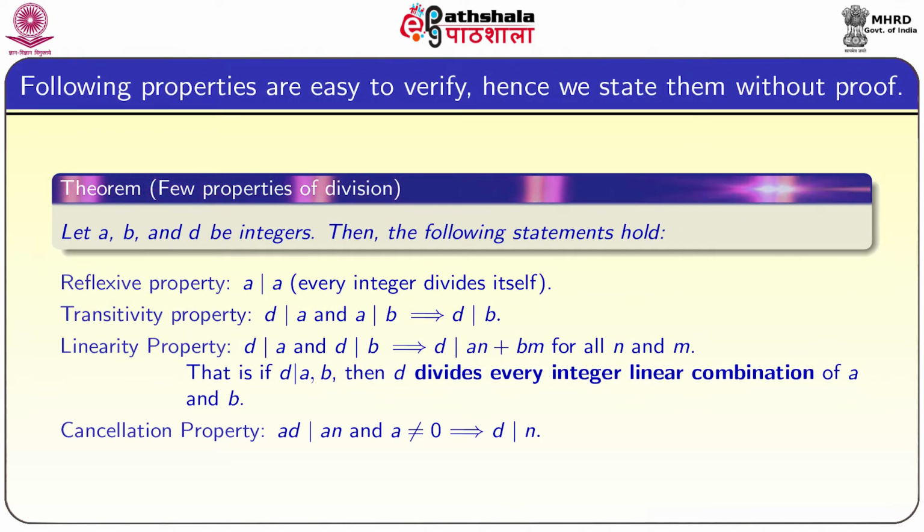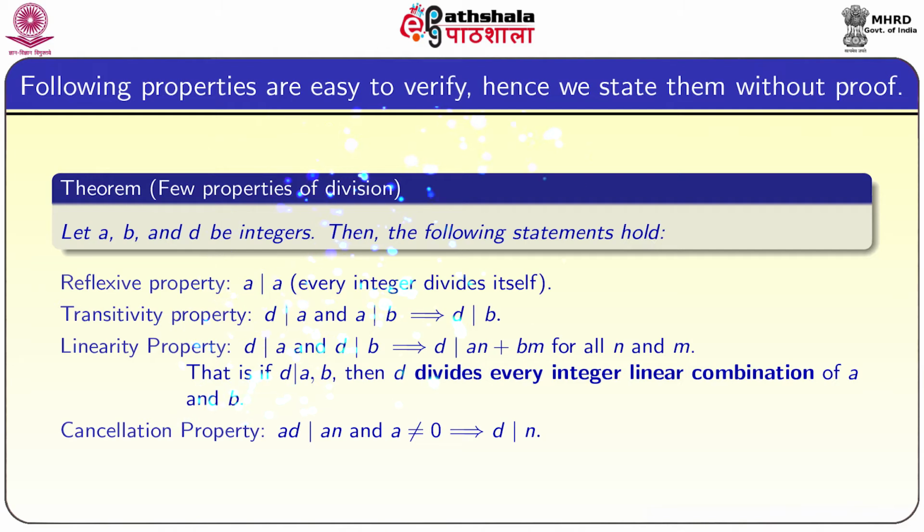A few properties of division: let a, b and d be integers, then the following statements are true. First one is the reflexive property, which says that every integer divides itself. Of course, we should be careful that in the definition we are not allowing a to be 0. Transitivity property: d divides a and a divides b implies d divides b.